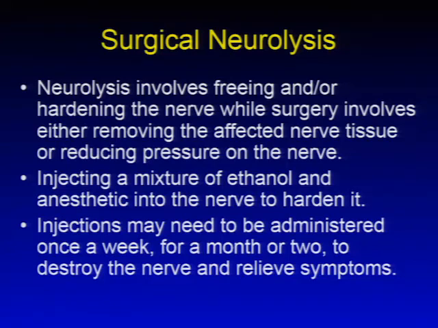Surgical neurolysis involves freeing and or hardening the nerve, while surgery involves removing the affected nerve. We touched earlier in the presentation on neurolytic substances, such as ethanol. To harden it, injections may be administered once a week or once or twice a month to destroy the nerve and alleviate the symptoms. This concludes the chronic pain medicine portion, chronic pain disease states.